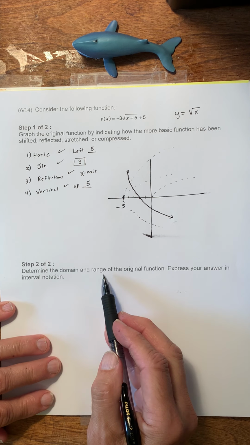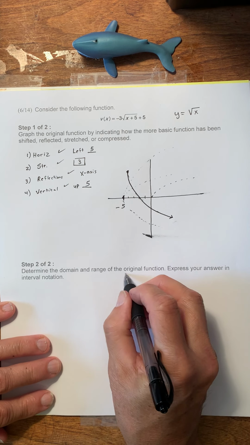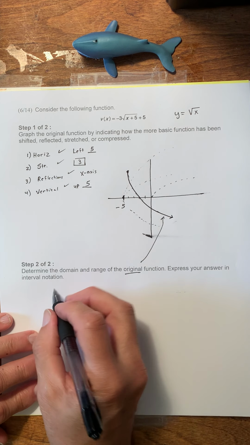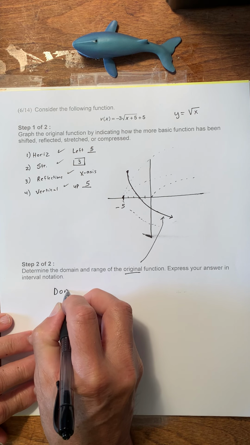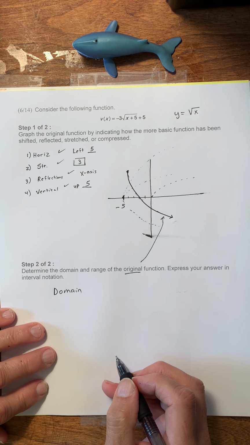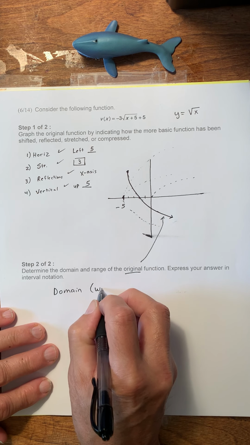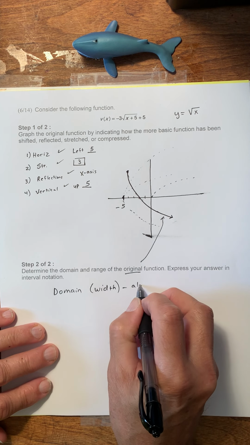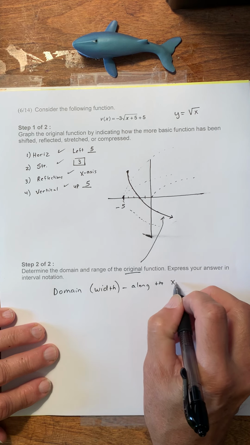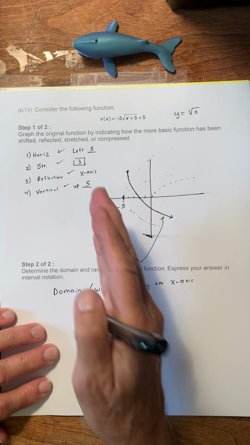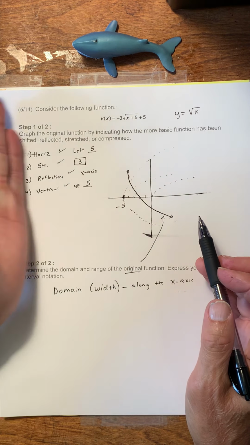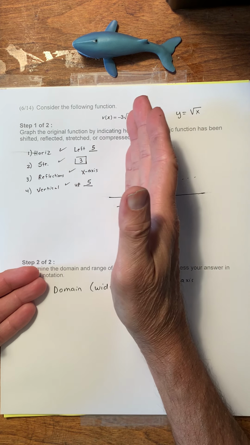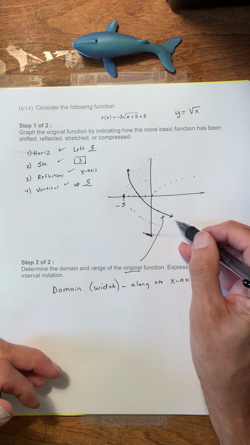All right, it says determine the domain and range of this function. When it says the original function, it's kind of confusing, it means this guy right here. Now, if I want to look at a graph and find the domain, all I have to do is find the width of the graph along the x-axis. How wide is the thing? That tells me what x values are used. Well, notice there's nothing on this side, right? So it starts at -5 and keeps going infinitely to the right. That's the width of this graph, because this thing keeps going.